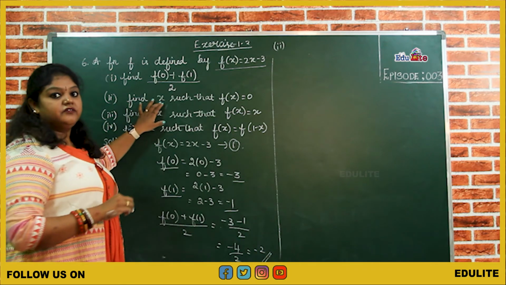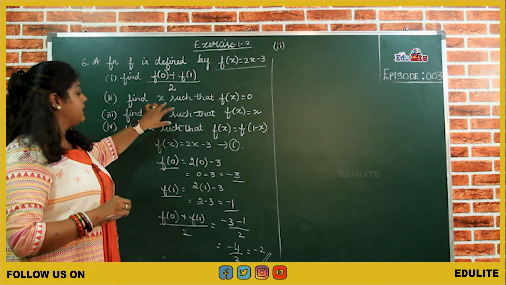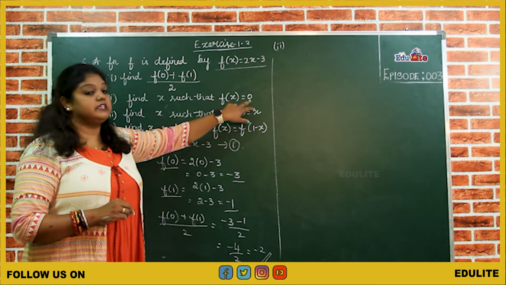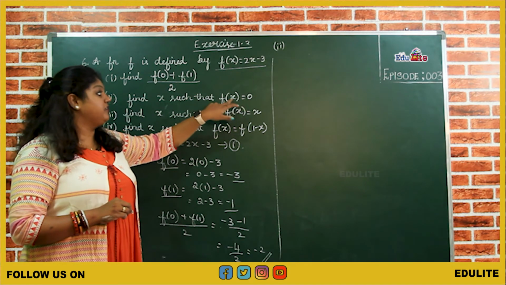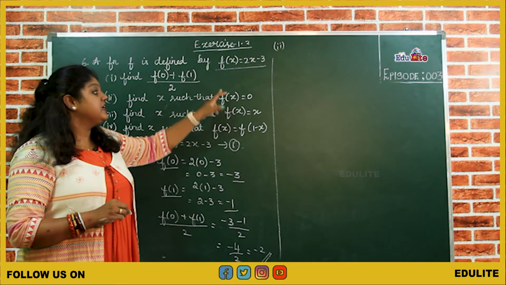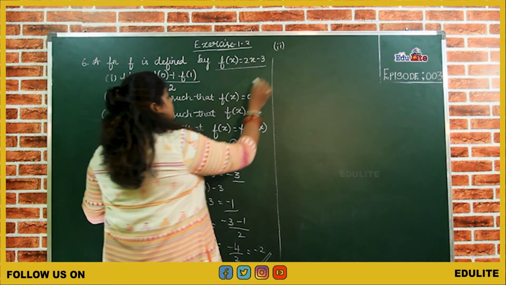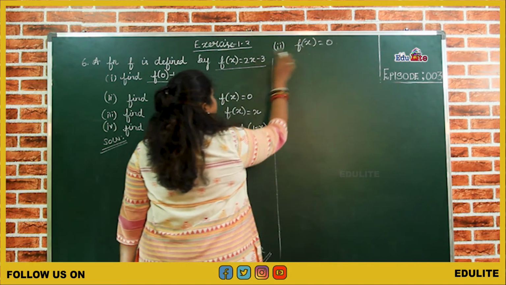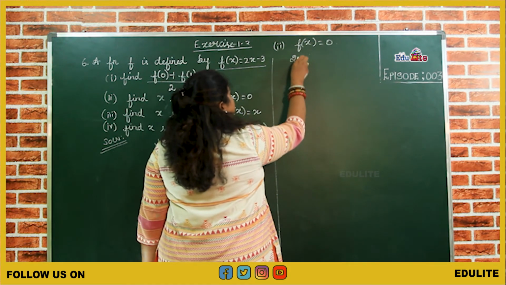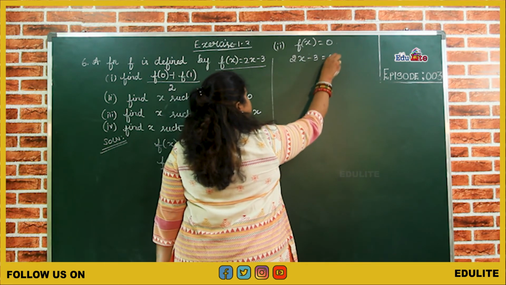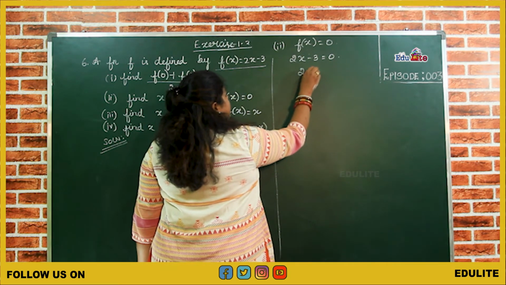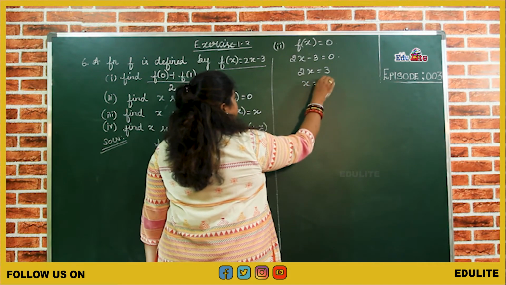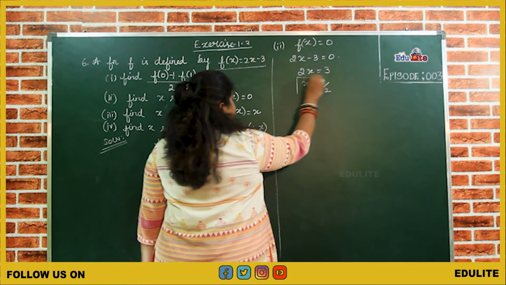In the second option, we have to find the value of x. To find the value of x, we are given the hint f of x equals 0. What does it mean? We have to consider the value of f of x as 0. f of x we are given as 2x minus 3 equals 0. So, 2x minus 3, if the 3 goes to the other side, it will become plus 3. Therefore, x equals 3 by 2.